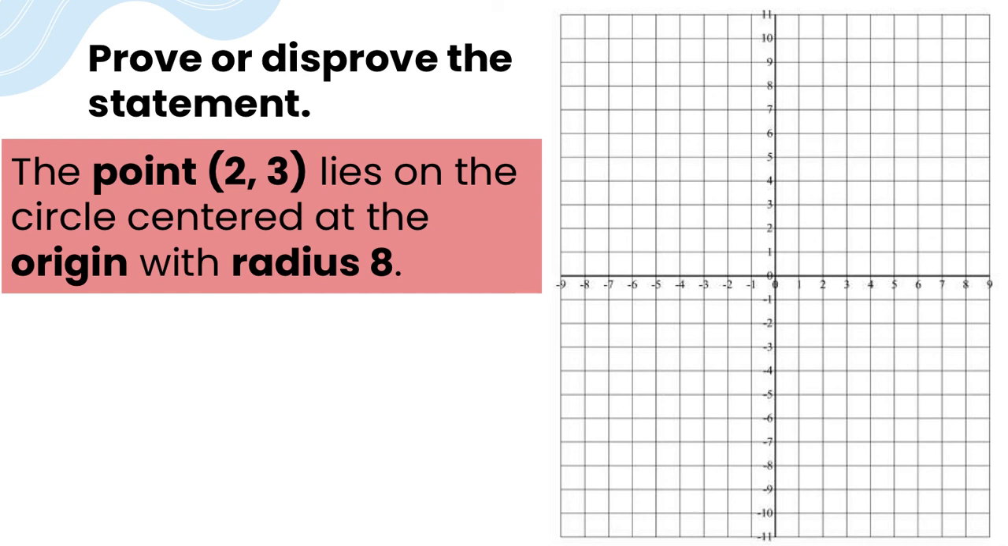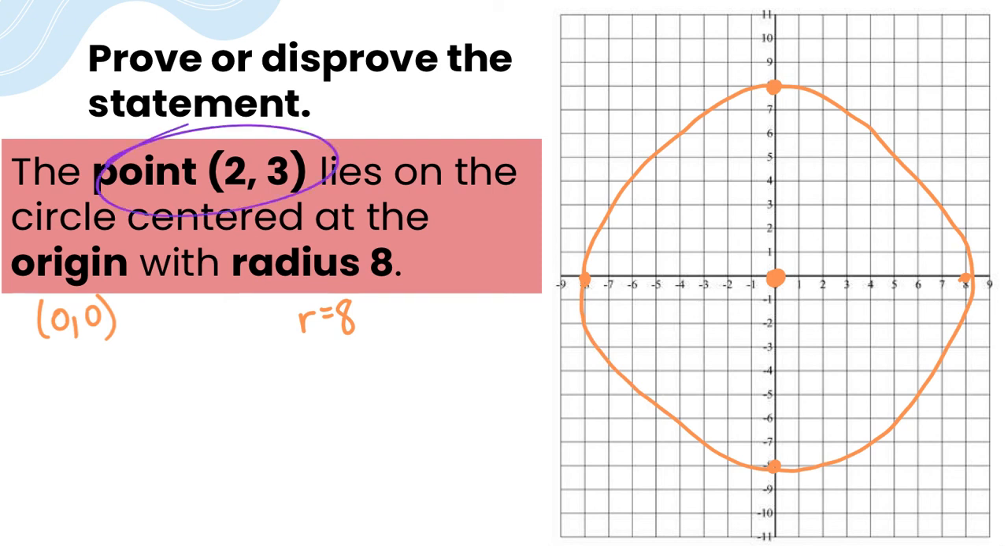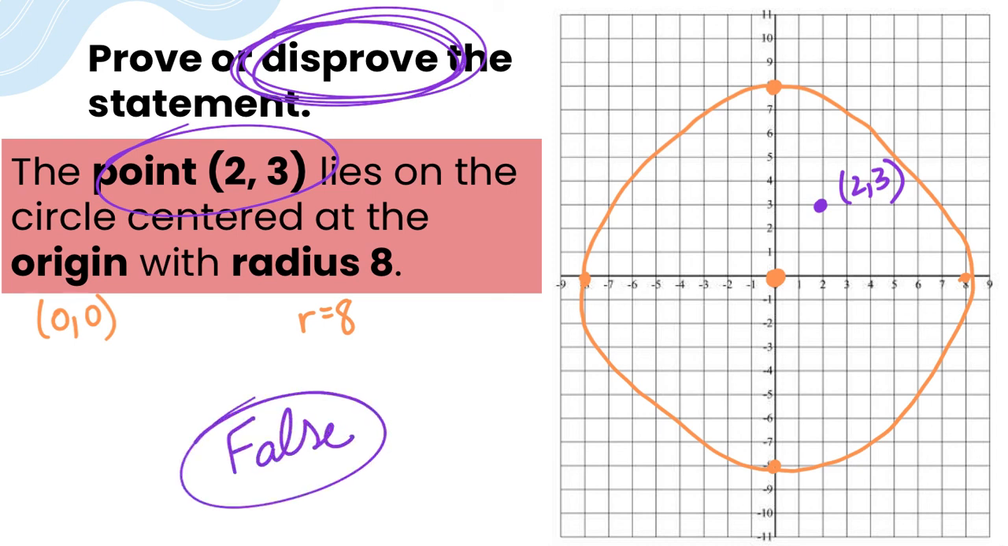So now I'm going to start at the origin, which is 0, 0. And I know that my radius is 8 again. So starting at 0, 0, I'm going to count out 8. So here's my circle. And then I want to see, does the point 2, 3 lie on that circle? And no, there is no way that 2, 3 is going to lie on the circle. So this is a false statement.